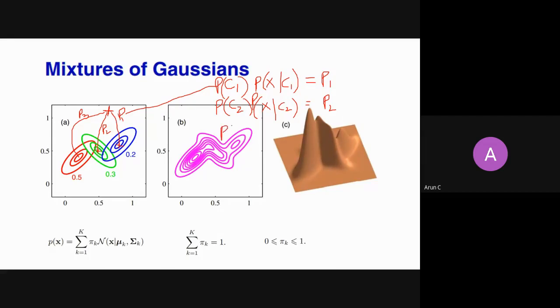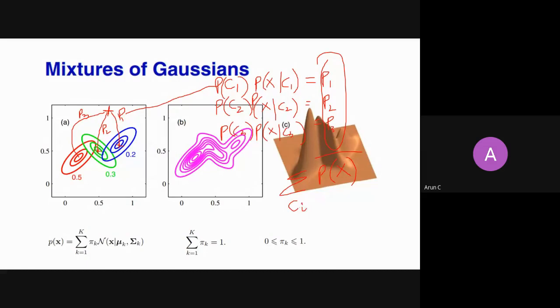What is the probability of seeing this cluster 3? And what is the probability of seeing X from this cluster 3? This is P3. If I sum these three probabilities, I will get the probability of seeing X, because I am marginalizing over the clusters.